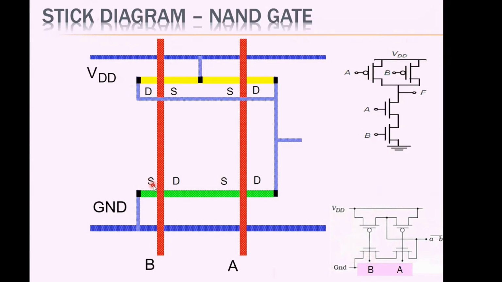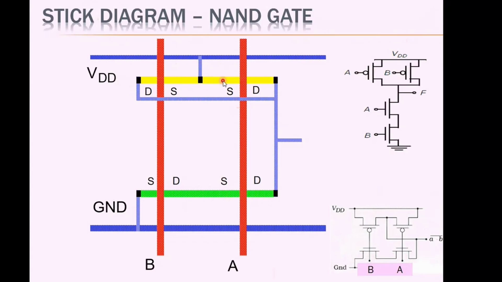If we see this portion, it represents the source of the NMOS device connected with the input B, drain of transistor with the input B. It is connected to the source of the transistor with input A, and the drain of this one is connected to the output line. Similarly, in the PMOS devices, this is considered as the drain of transistor B, and this is the drain of transistor A. Both are connected together and connected to the output line.